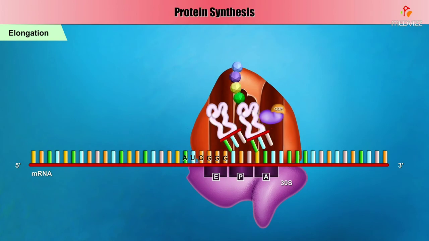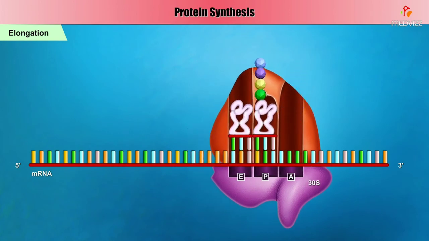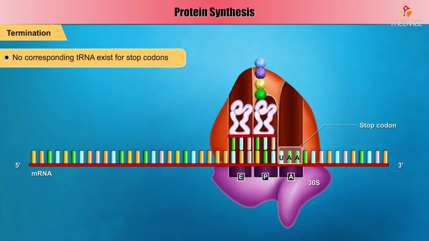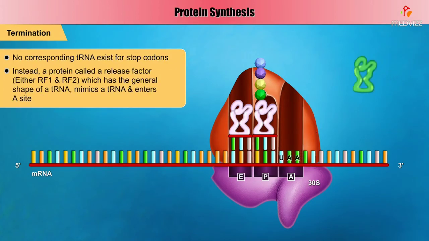Eventually, the ribosome arrives at the end of the coding region, marked by one of 3 stop codons. This stage of translation is called termination. No corresponding tRNAs exist for stop codons. Instead, a protein called a release factor, either RF1 or RF2, which has the general shape of a tRNA, mimics a tRNA and enters the A site.